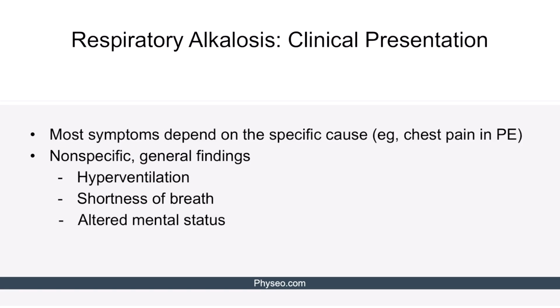Now let's talk about the clinical presentation of respiratory alkalosis. Most symptoms of respiratory alkalosis depend on the specific cause. For example, if this acid-base disorder is caused by pulmonary embolism, then the patient might experience chest pain. Nonspecific general findings include hyperventilation as the primary disturbance, shortness of breath, and altered mental status.